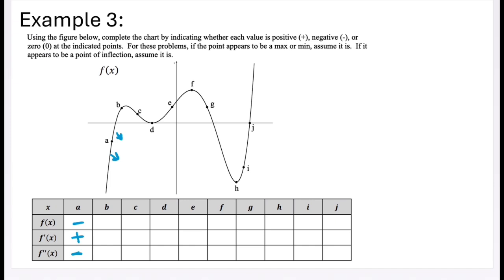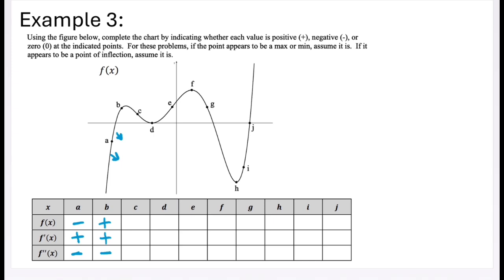All right, B. B is above the x-axis, so f of x is going to be positive. It's also on an increasing portion. It's getting close to where it would be 0, but it's still increasing right now. And it's still on that concave down portion, so that is going to be negative.